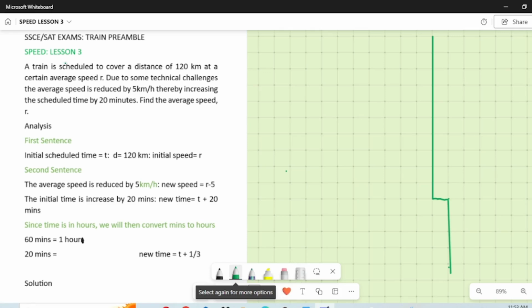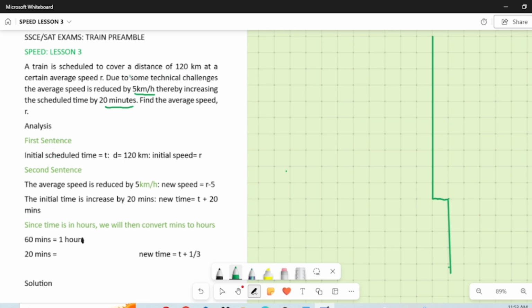This is the third lesson on speed. Let's consider this train preamble. A train is scheduled to cover a distance of 120 kilometers at a certain average speed r. But then, due to some technical problems, the speed is reduced by 5 kilometers per hour, thereby increasing the time by 20 minutes. So, let's analyze the preamble sentence by sentence.